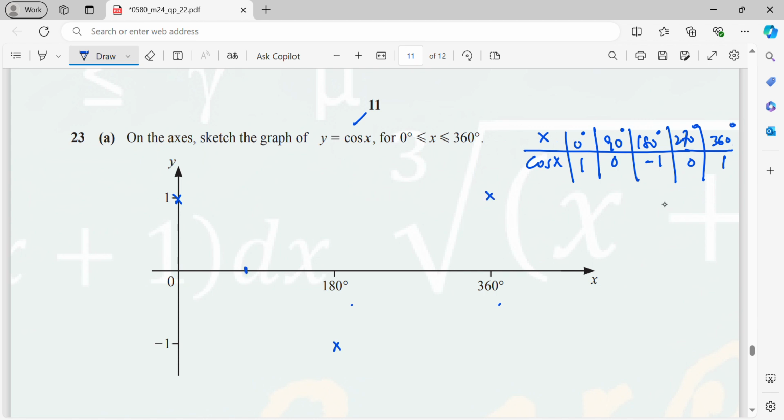So for 90 degrees, here is 90, it will be 0. Here is also 0. So now you just need to join all the points. Then your graph will be this shape.